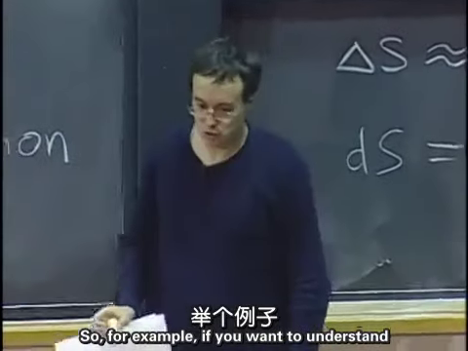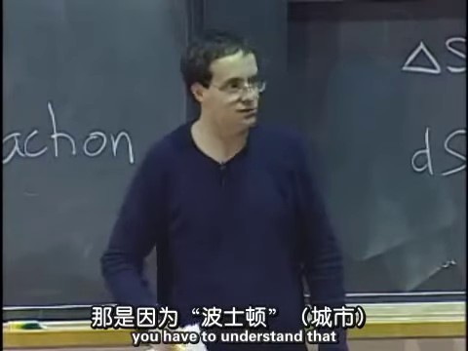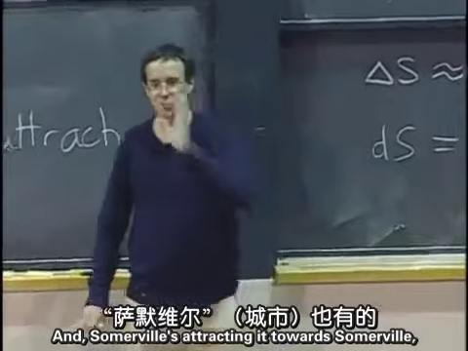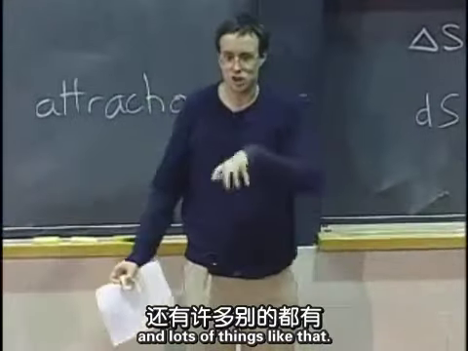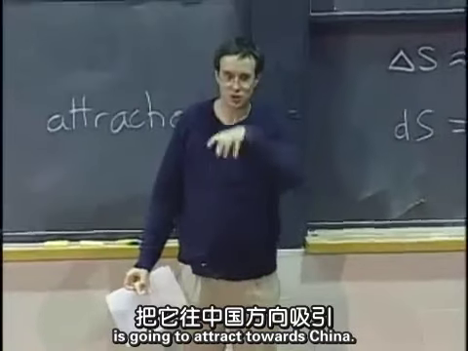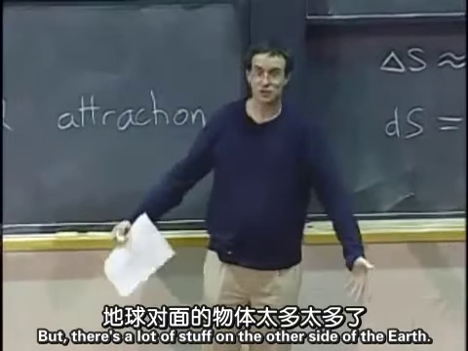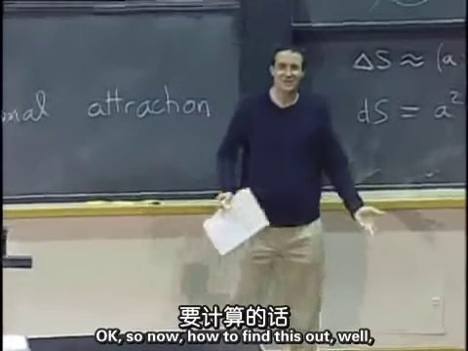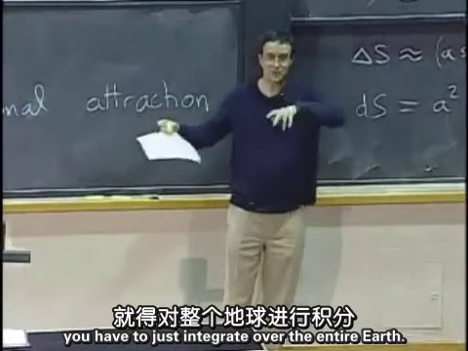So for example, if you want to understand why anything that you drop in this room will fall down, you have to understand that Boston is attracting it towards Boston, and Somerville is attracting it towards Somerville, and lots of things like that. And China, which is much further on the other side, is going to attract it towards China. But there's lots of stuff on the other side of the Earth, and so overall, it's supposed to end up just going down. Okay, so now how to find this out? Well, you have to just integrate over the entire Earth.